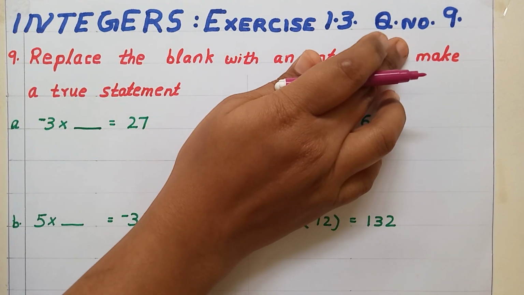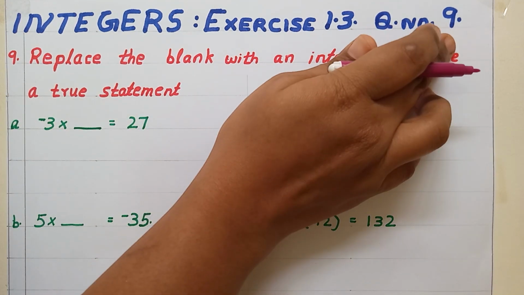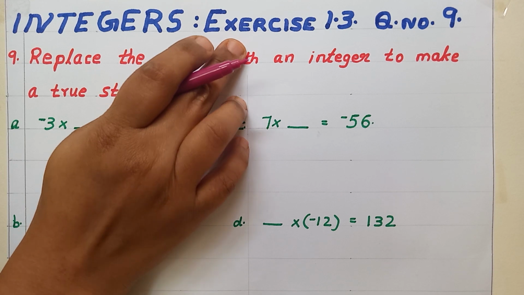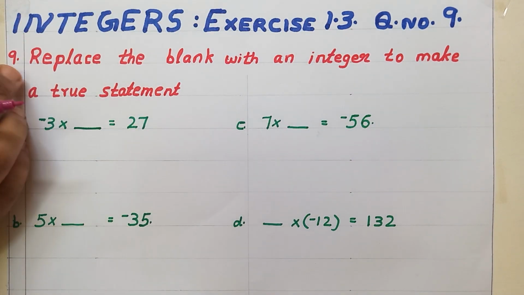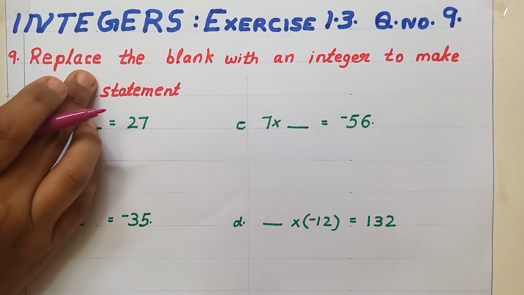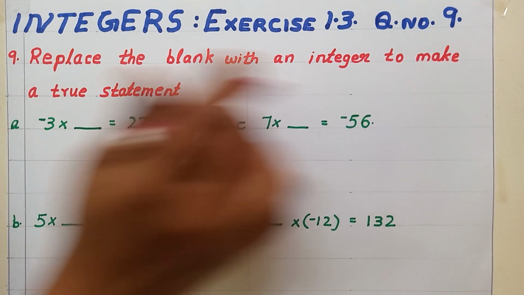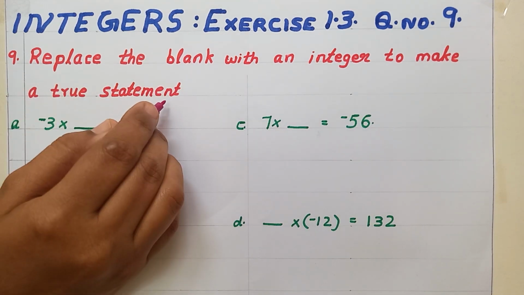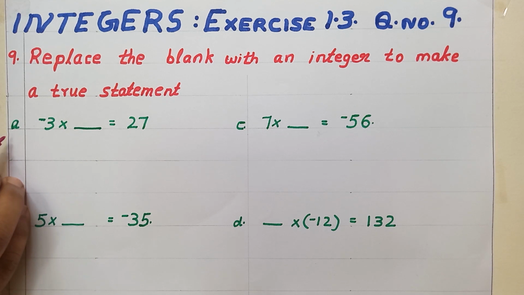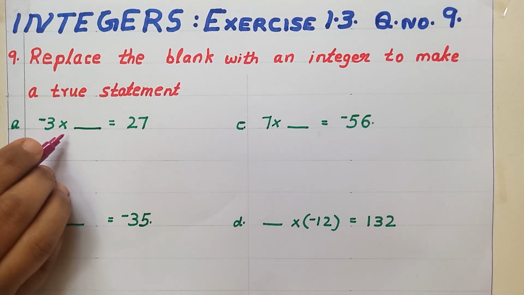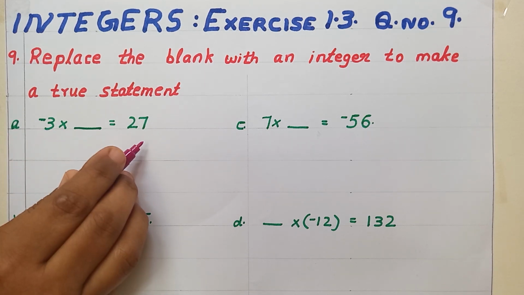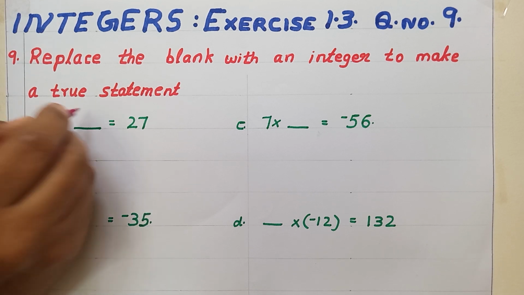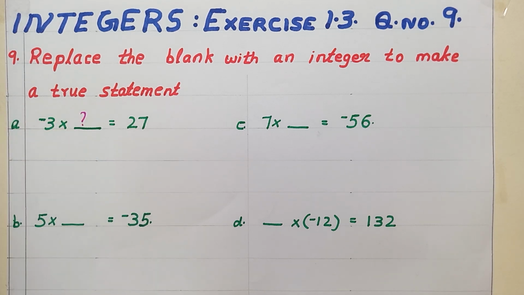Today we will deal with the last question, number 9 of this Exercise 1.3. Ninth question: replace the blank with an integer to make this statement true. First question is minus 3 into blank equal to 27. We want to find out this blank.